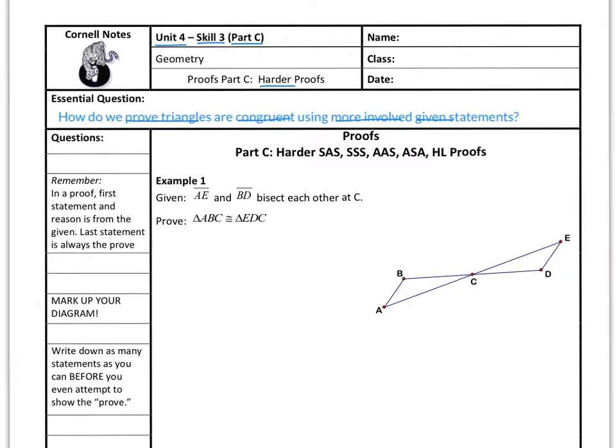Okay, so I'm going to go ahead and set up my T-chart to save some time. I'm going to pause the video. You go ahead and set up your T-chart and write down your one and only given for this first one. So go ahead and write down your T-chart and your one and only given. Go.